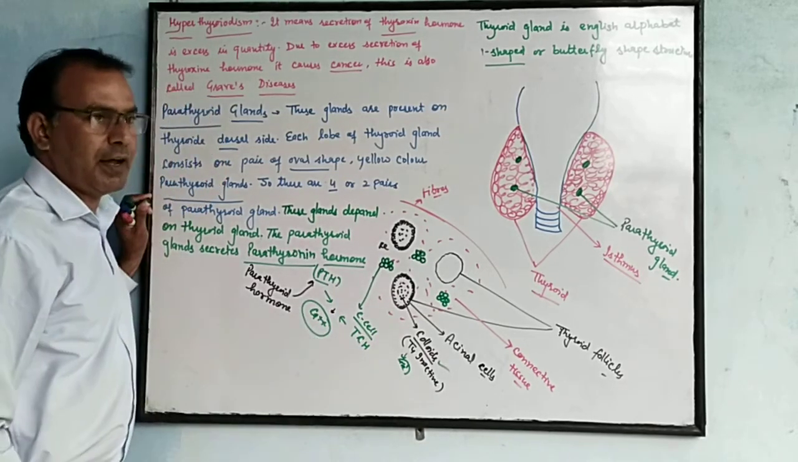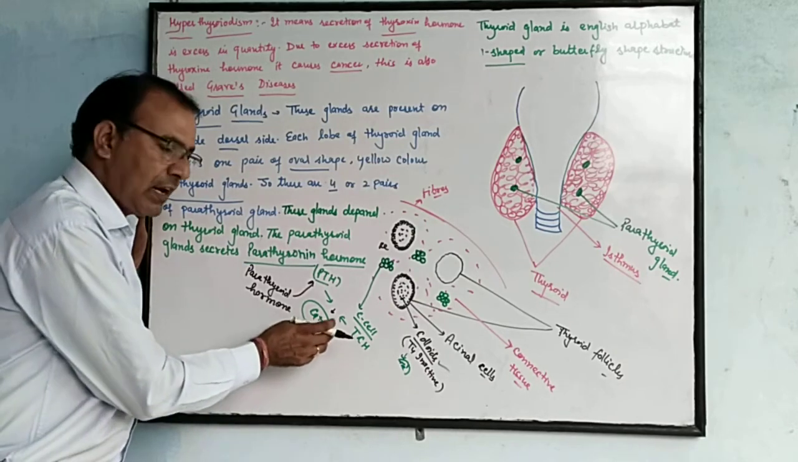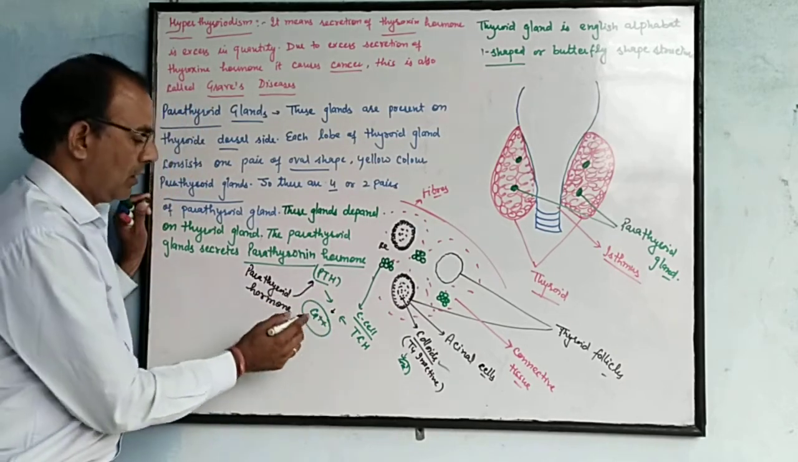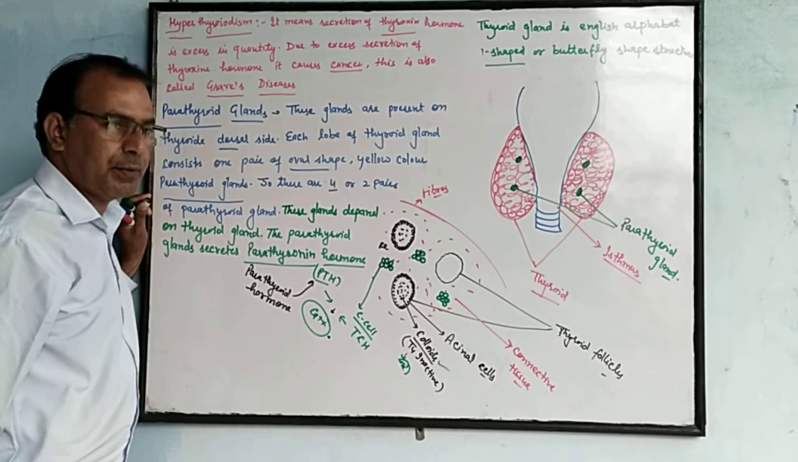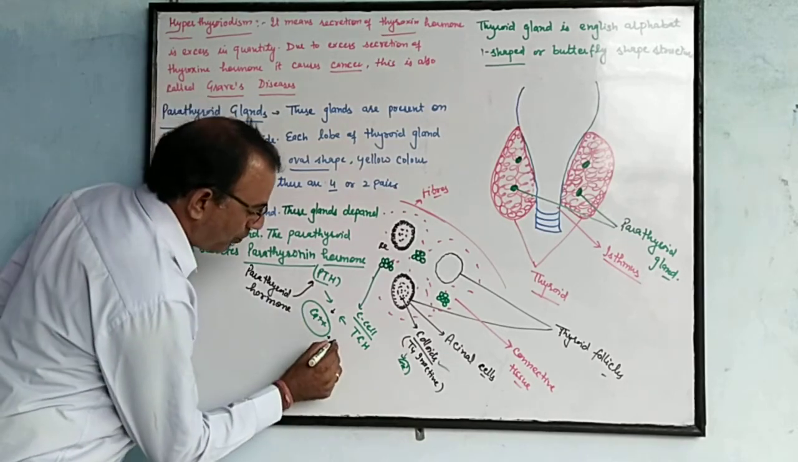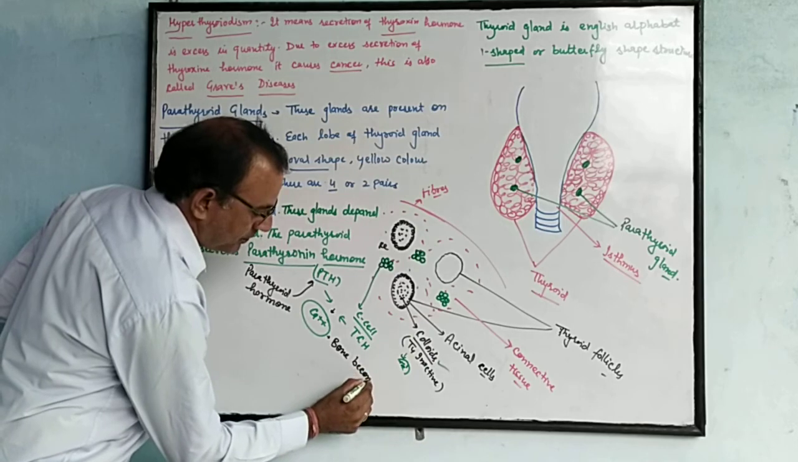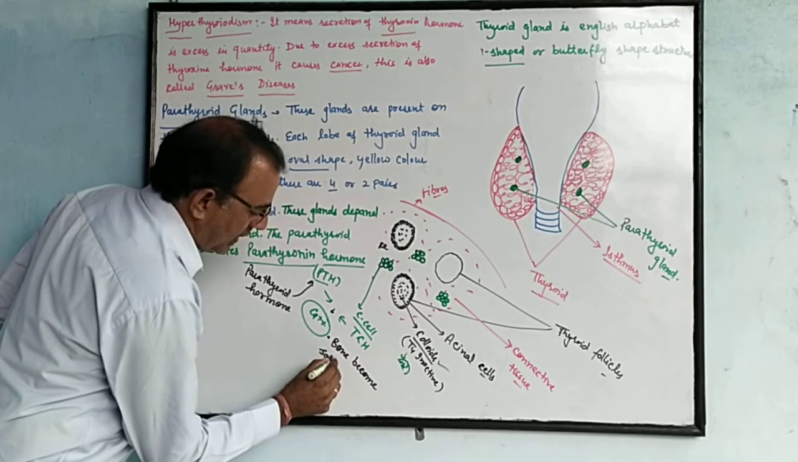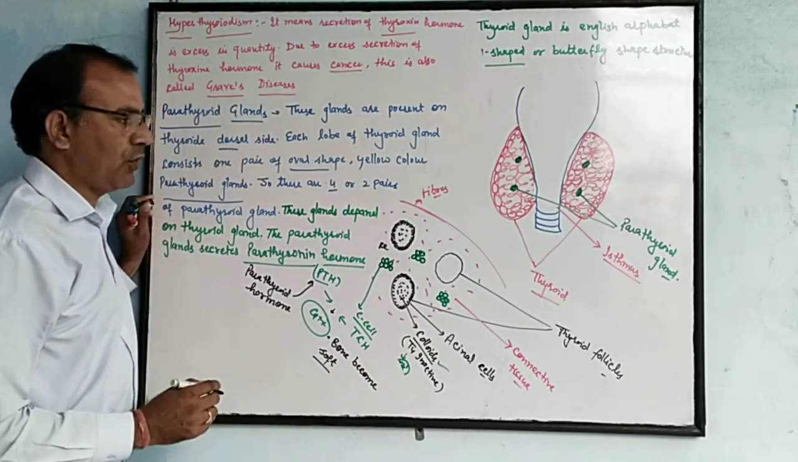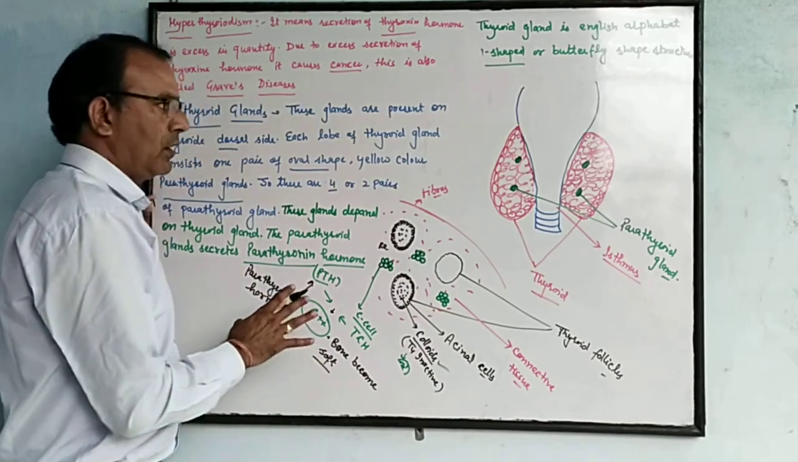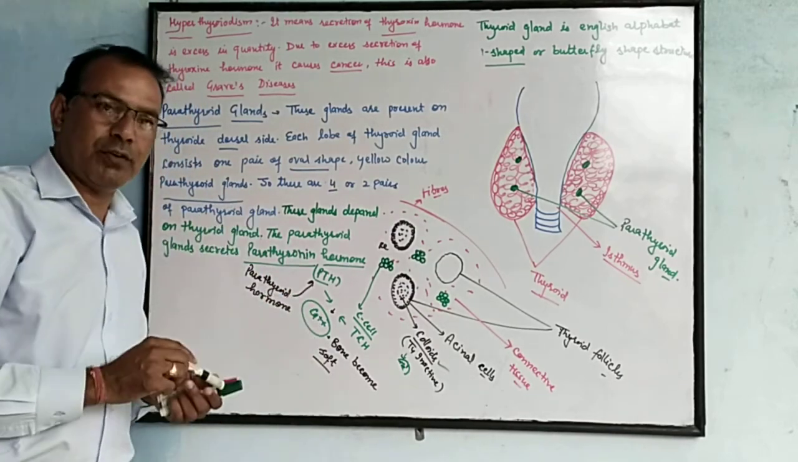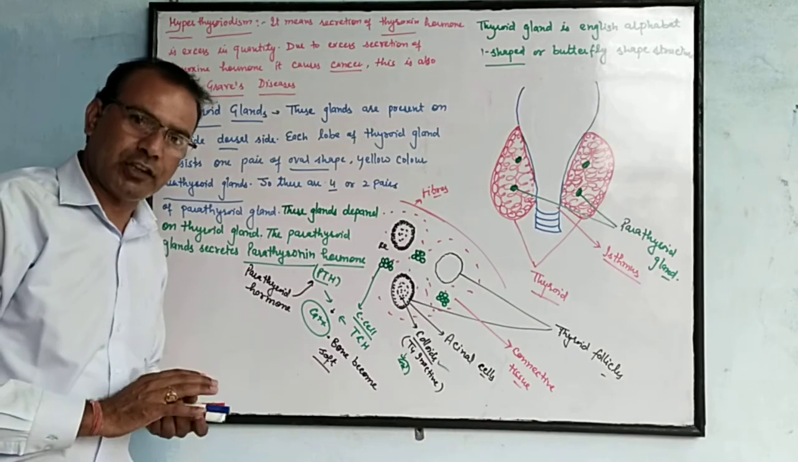the calcium ion inside the body. If there is a deficiency of calcium ions, the bones inside the body become soft, and there is a major chance of fracturing of a bone. Clear? So these are the two types of glands, thyroid and parathyroid.